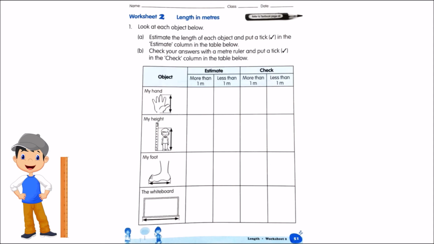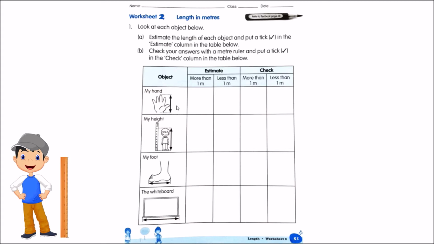Now, grade 2s, here is a worksheet from your workbooks. Now, let's look at it together. The first question says, look at each of the objects below and estimate if it is more than 1 meter or less than 1 meter. And then you should take a ruler and check to find out the answer. So here's a little picture to help you remember what is 1 meter.